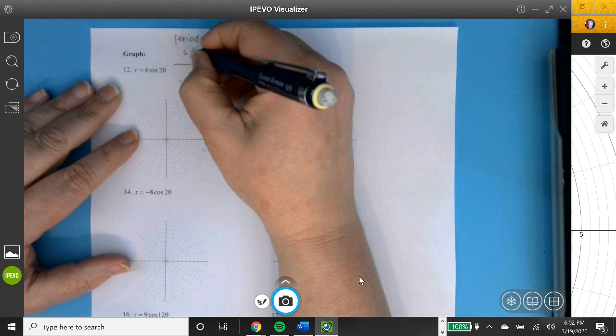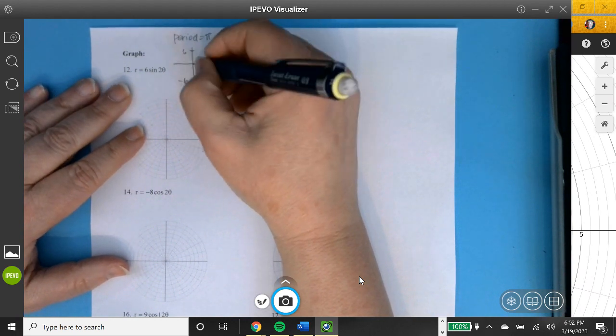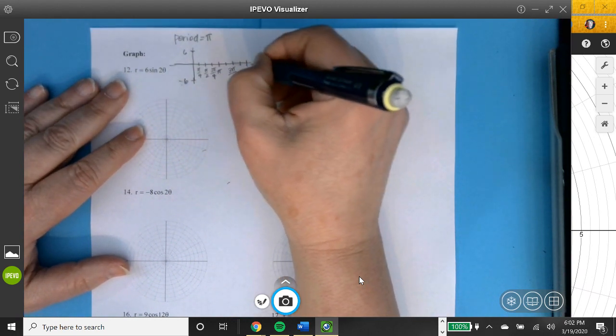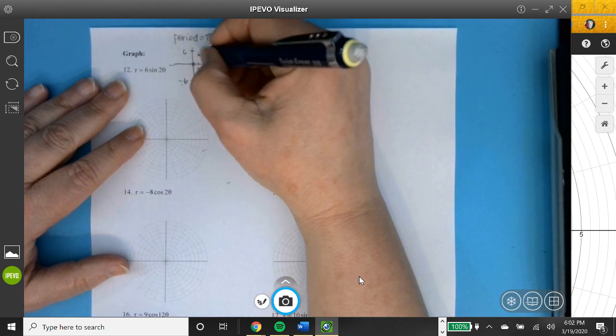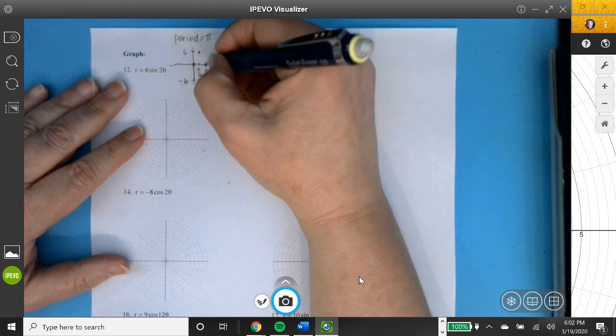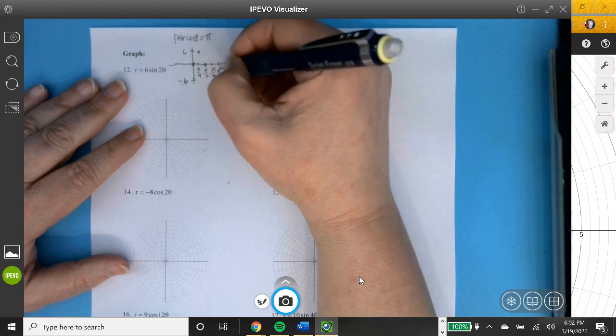All right, so we're going to start. Sine is a sine curve with the midline at 0. Starts on the midline, goes up in amplitude. It's really scrunched in here. I know, I'm sorry.